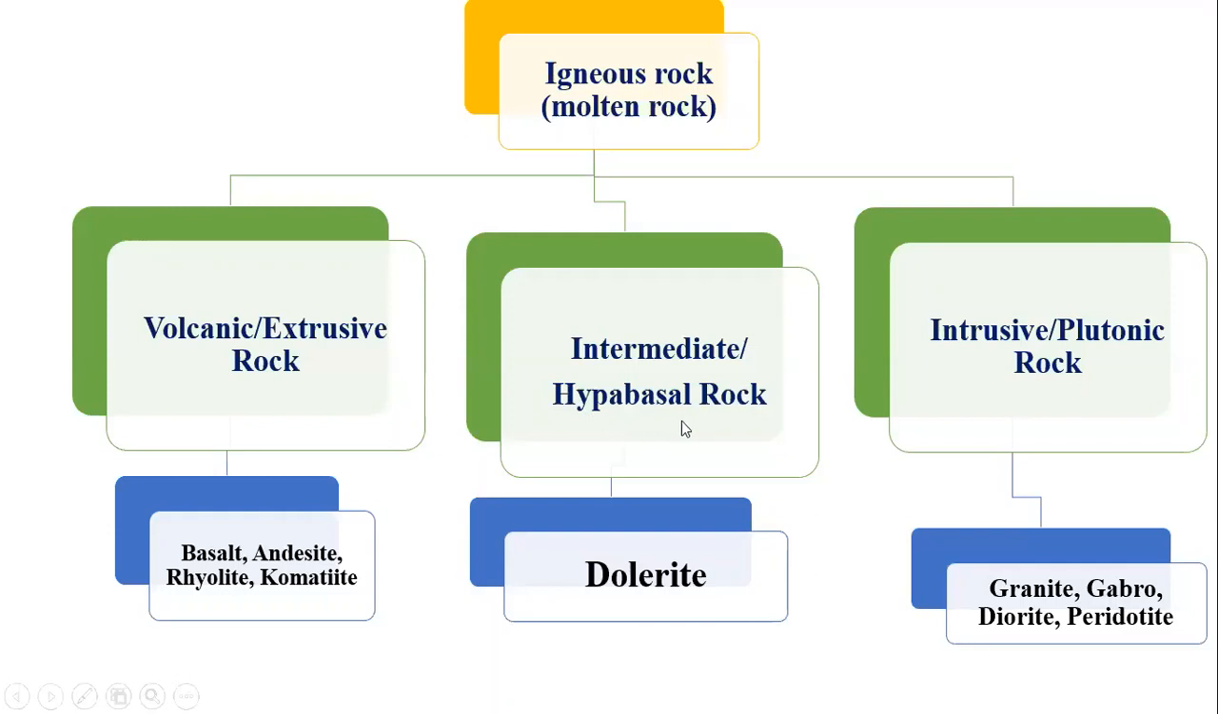They are called subvolcanic because they form at a depth below the volcanic rocks. And the intermediate or hypabyssal rocks usually occur in the form of sills and dikes. An example of intermediate or hypabyssal or subvolcanic rock is dolerite. Dolerite is one of the hypabyssal rocks.